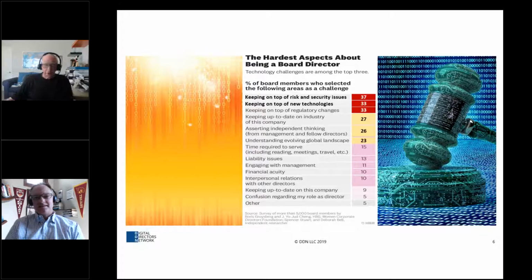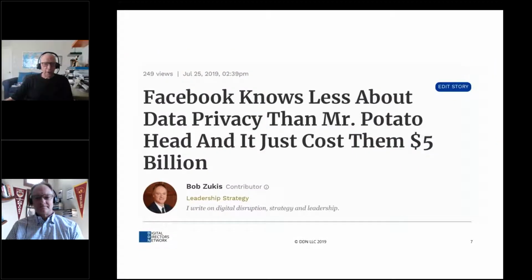Which is a good segue to the next slide, which is an article of yours. I remember when I saw this when it first came out, it was in the Citadel Cybersecurity News of the Week. Of course, we put it in there. But I love the title: Facebook Knows Less About Data Privacy Than Mr. Potato Head.